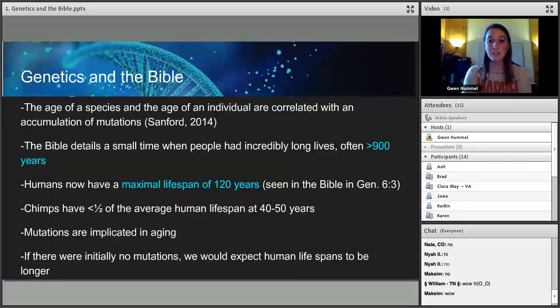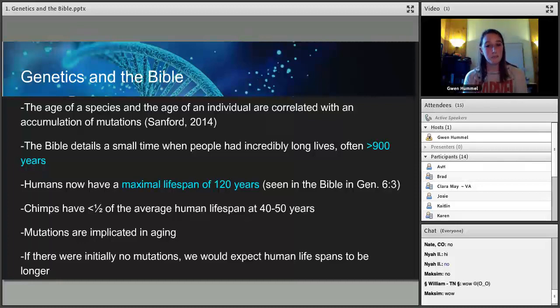So, moving forward, how does genetics actually represent itself in the Bible? So we've seen that with an evolutionary time frame, we can't get any new genes. But when we're looking at the Bible, you have to look at where genetics actually fit, because we're trying to represent our own perspective. So the age of a species and the age of an individual are correlated with an accumulation of mutations. The Bible details a small time when people had incredibly long lives. They often lived over 900 years at the beginning of the Bible. And then now humans have a maximal lifespan of 120 years. And we see this in the Bible in Genesis 6:3 when God actually puts a cap on the human lifespan. So if you guys want to check that out, it's a really interesting verse.